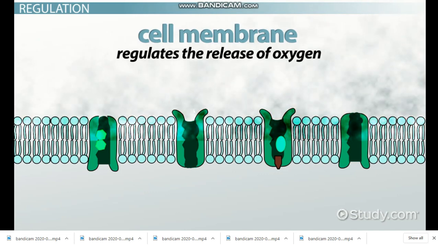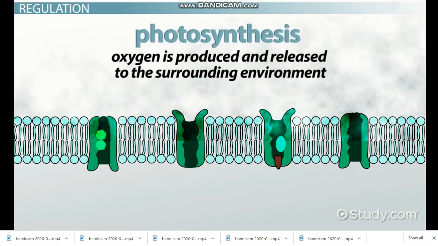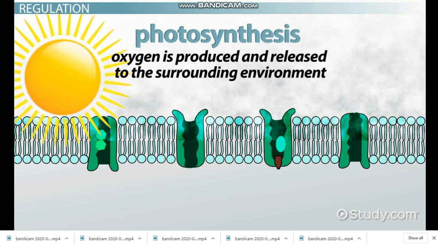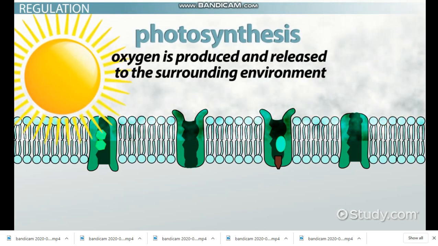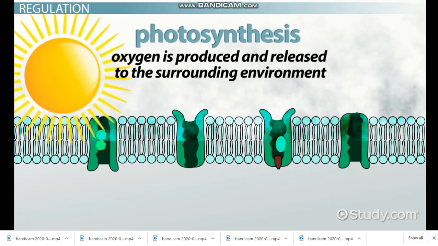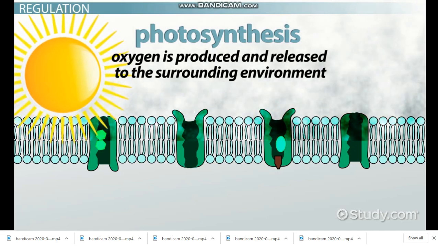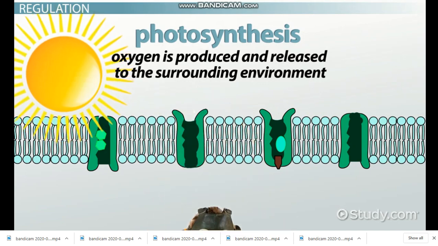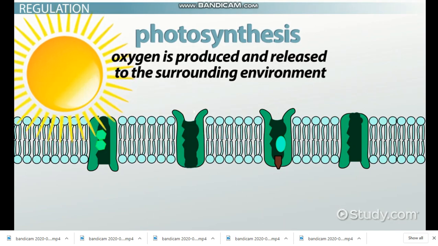As you may remember from high school biology, oxygen is produced during photosynthesis, which is then released to the surrounding environment by diffusion through the plant cell membrane. We are fortunate this occurs because without oxygen, life on Earth would be drastically different. We wouldn't exist, for one.